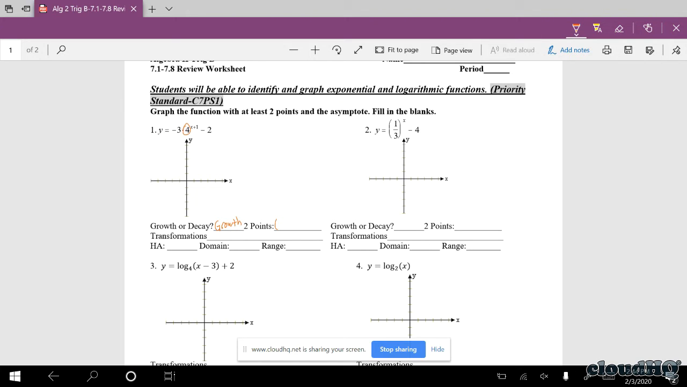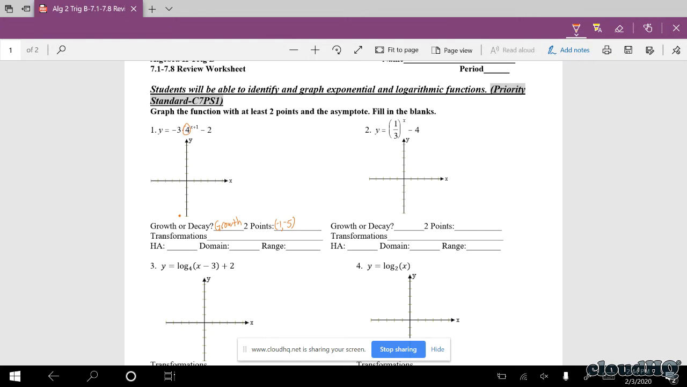I'd like to have an exponent of 0, and negative 1 would make that work. If you plug in negative 1, my exponent becomes 0. 4 to the 0 is 1. Negative 3 times 1 is negative 3. Minus 2 is negative 5. So negative 1, negative 5.